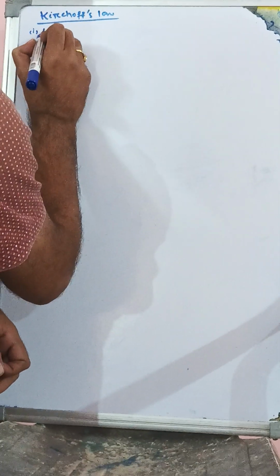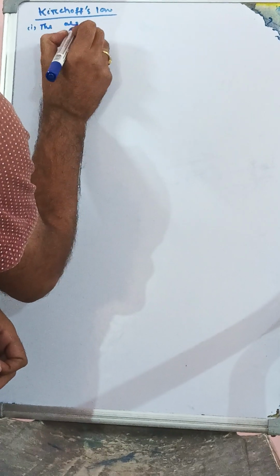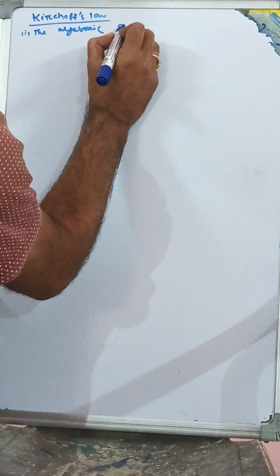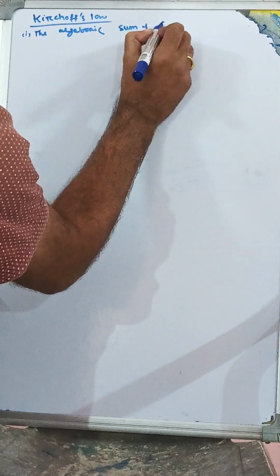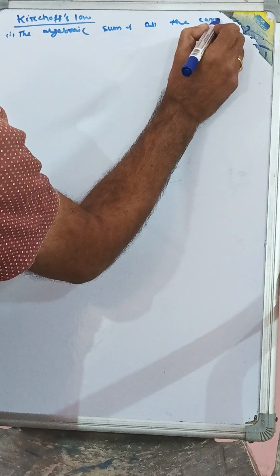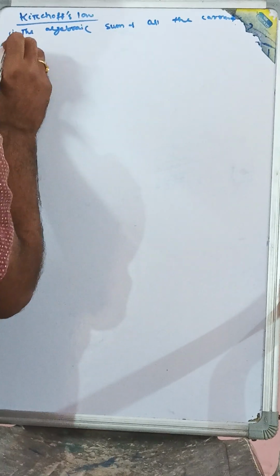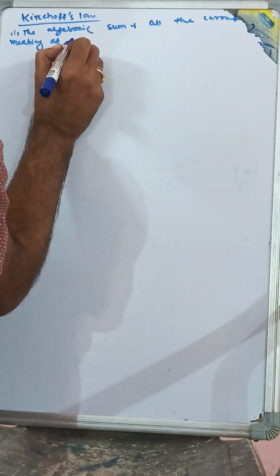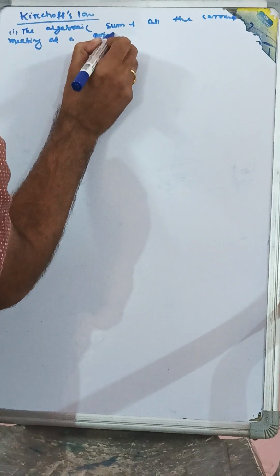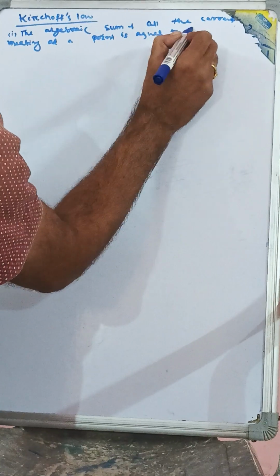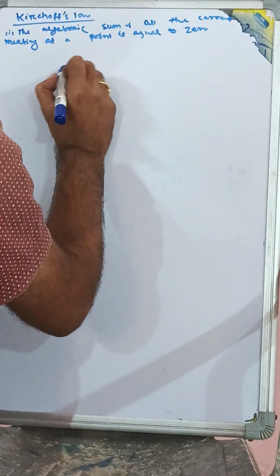The algebraic sum of all the current meeting at a point is equal to 0. Okay.